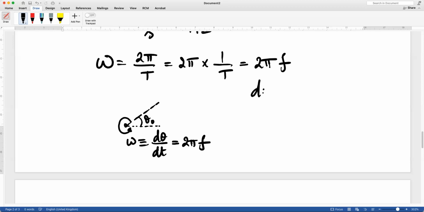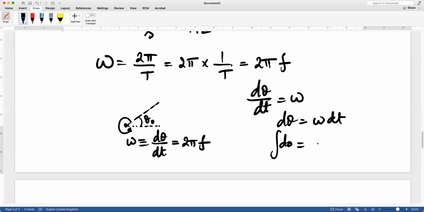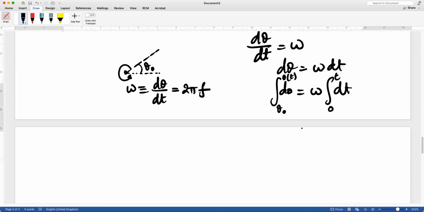Now we know that d theta by dt is actually equal to omega. Do the same exercise. So we can write d theta is actually omega dt, and we integrate both sides. This is d theta equals omega, a constant that can be taken out, integral dt. Are you okay up to here? And we put at the time t equal to 0, the angle is theta naught. And when the time is any time t, then the angle will be the angle corresponding to that time. Is that okay?